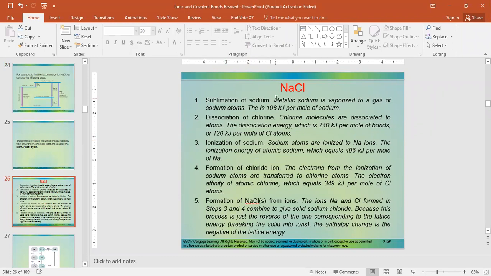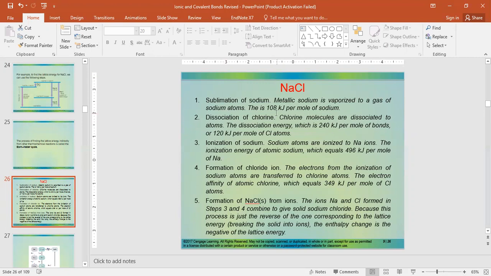Now, for you to sublime, what happens? You supply some energy. Because for you to sublime a particle, you are changing a particle from its solid form to some gaseous form. So you are actually supplying some energy. That is an endothermic process. Then for you to dissociate a chlorine molecule, you have to provide some energy. Bond breakage is always endothermic. You have to supply energy so that you can break down the molecule of chlorine.